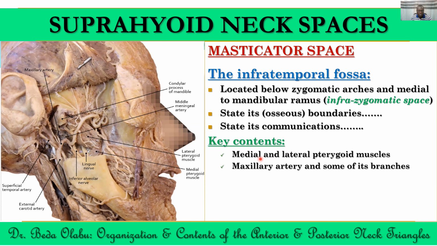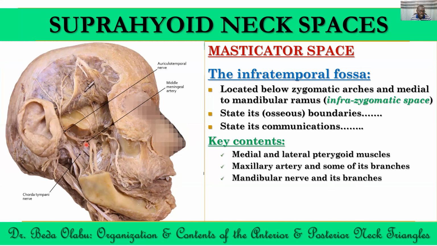Apart from the medial and lateral pterygoid muscles, we also have the maxillary artery and some of its branches, and there are quite many branches. We also have the mandibular nerve and its branches. So the mandibular nerve branches are here. This is one, the lingual nerve. That's another one, inferior alveolar nerve. This is another one, buccal nerve. We are going to see that in another slide. The branches of the maxillary artery are quite many here. You can see them. We'll talk more about them when we focus on maxillary artery.